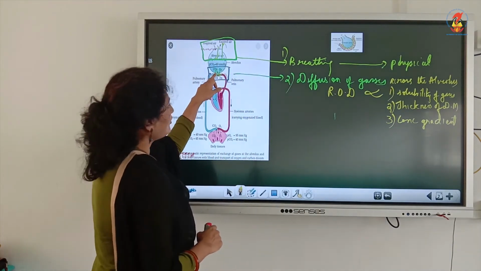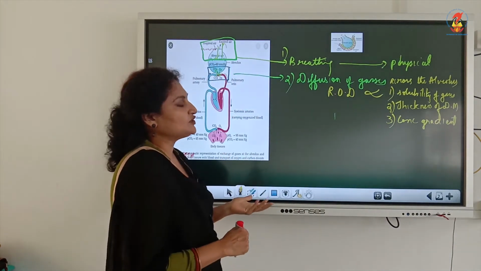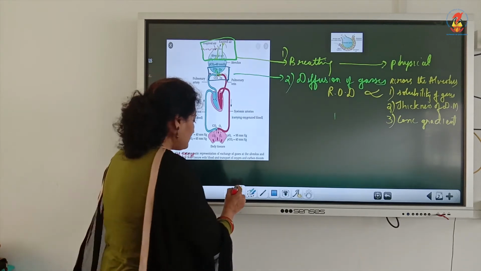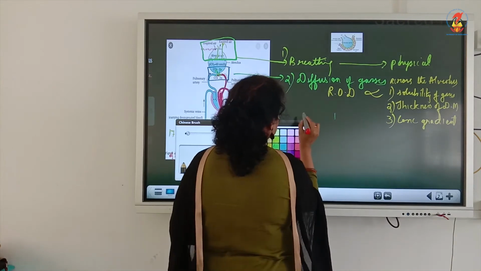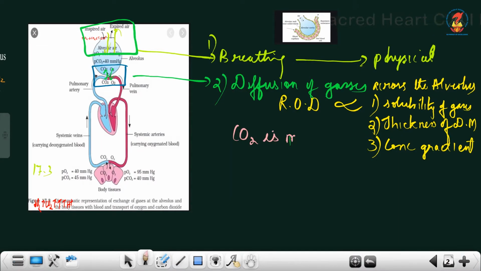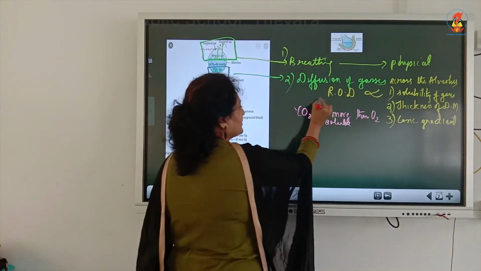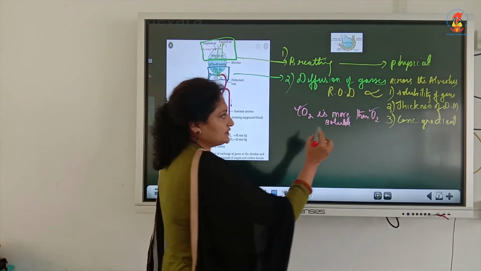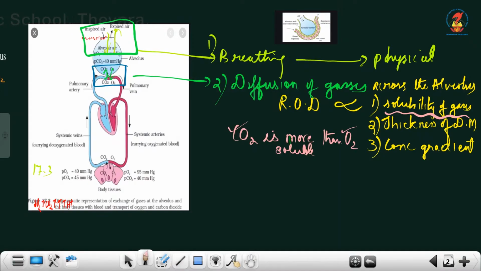Let's check. Now, solubility of the gases. We know the gases that are going to be dissolved into the plasma are oxygen and carbon dioxide. When we compare the solubility, as you must have learnt in chemistry, carbon dioxide is more soluble in water compared to oxygen. Both are soluble but not highly soluble. Carbon dioxide is more soluble than oxygen. Clear? So solubility is met. Then, thickness of the diffusion membrane.